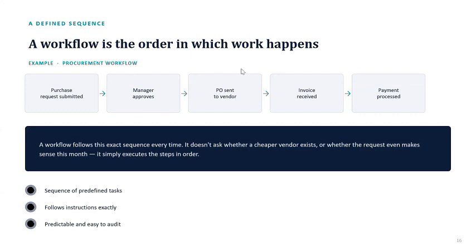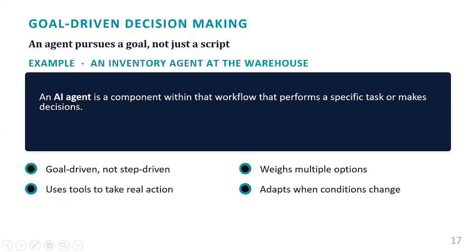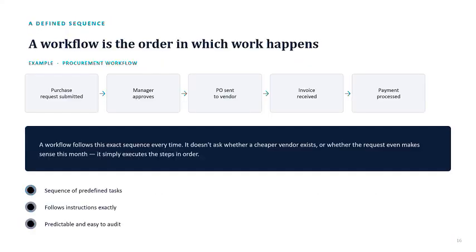What is an AI agent? An AI agent can be designed as a small component within the workflow that performs a specific task or makes decisions. Now, let's put it this way. Here is a workflow. We can have an agent. So let's call this agent 1. We can have another agent here, agent 2. We can have an agent here, agent 3, another agent here, agent 4, and another agent here, agent 5.